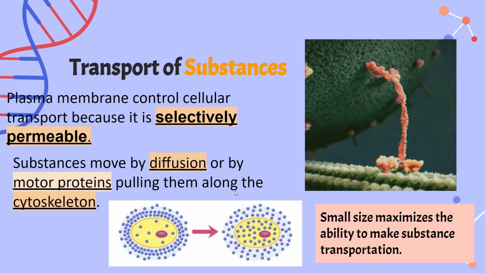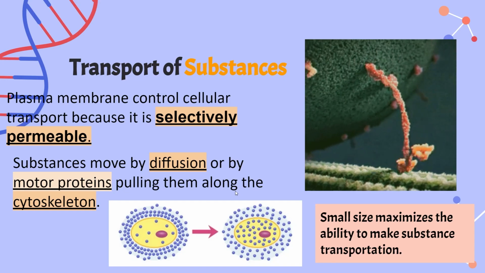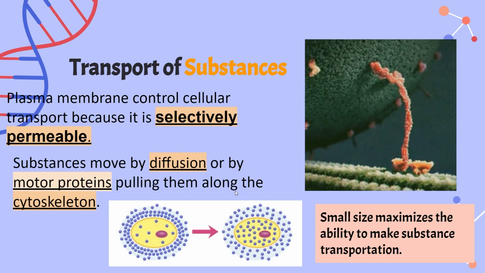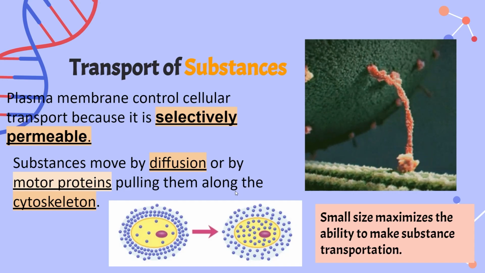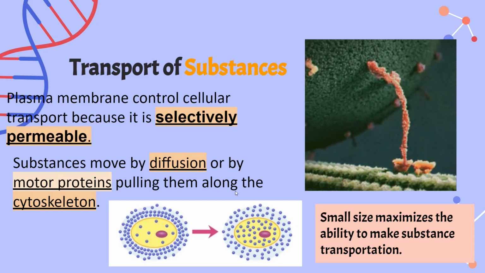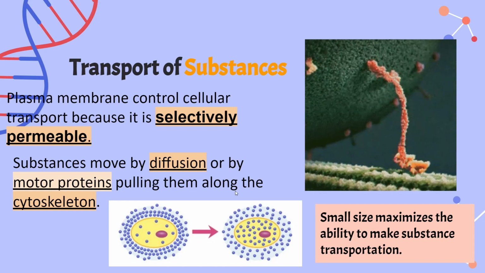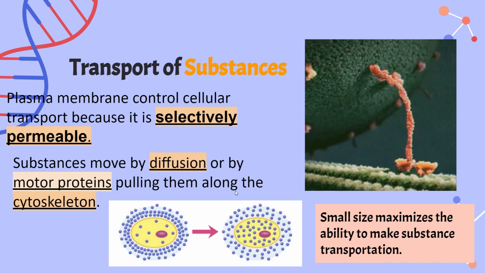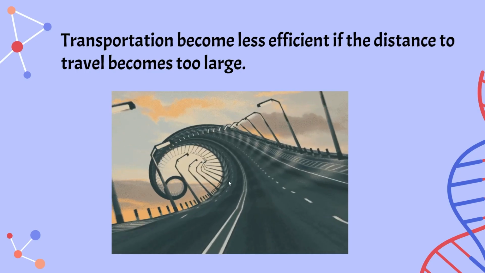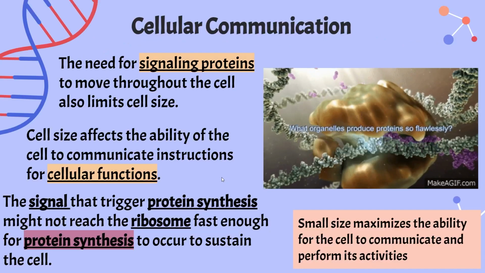Most of the substance transfer in and out of the cell is done either by the plasma membrane, the cell membrane, because it's selectively permeable, or by motor proteins which also pull it along the cytoskeleton of the cell. So no matter what, a bigger cell has to transport a longer distance. In contrast, a small cell can maximize this because it has to cover way less distance. While it is possible, it's much less efficient for a large cell.